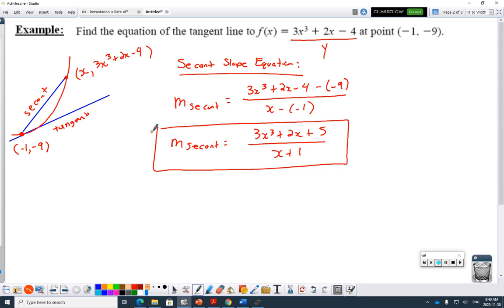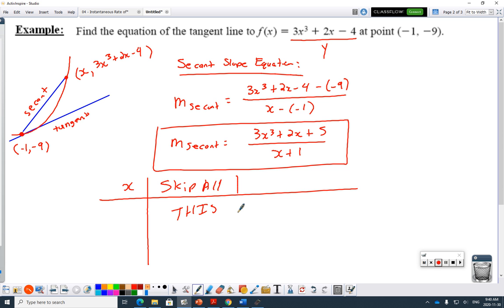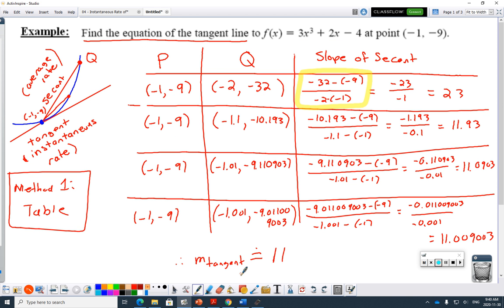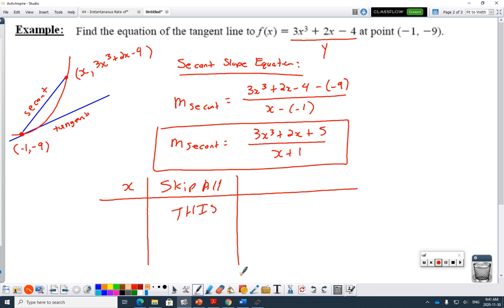If you're lost, let me tell you what the secant slope does. I'm going to build the table. I'm going to choose an x value. Skip all this. You don't even have to write that in. I'm going to skip everything in between. All this stuff in here, sub it in, negative 10.193, negative 9.11. No. Skip. And jump right to m secant.